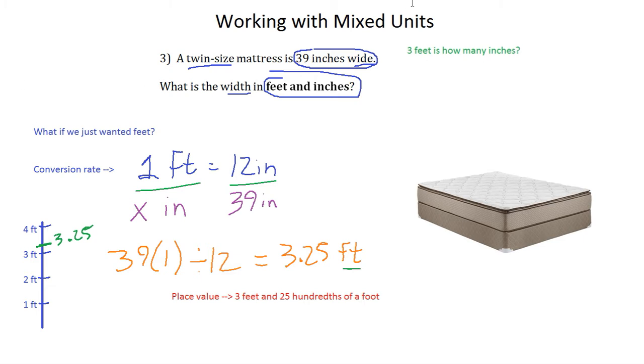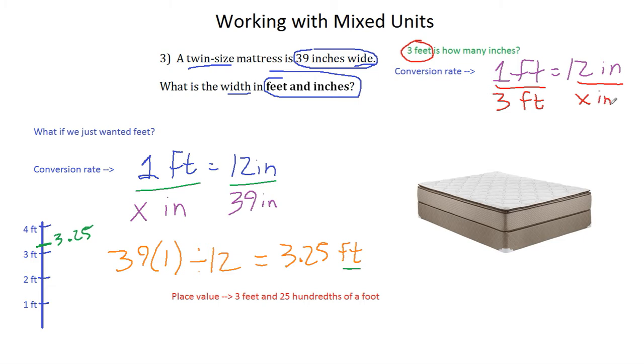Again, I'll write out my steps here. I'm going to do a conversion rate, and we're still doing feet and inches, so it's still 1 foot equals 12 inches. I'm still going to make a proportion for this, and I'm going to put my 3 feet underneath my 1 foot. I don't know how many inches, that's what we're going to figure out. When we do the cross multiplying and dividing, we're going to do 3 times 12 divided by 1, and that's going to give us 36 inches.